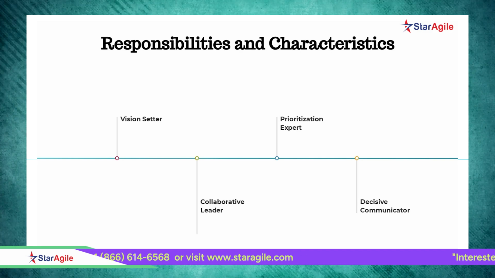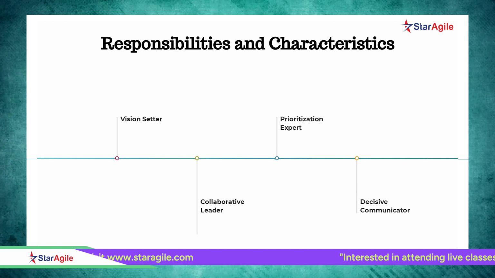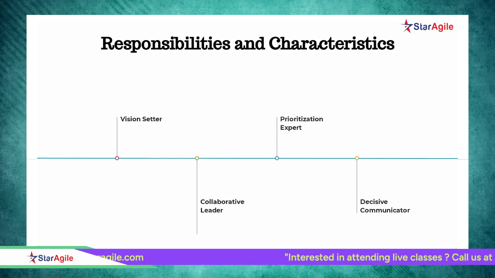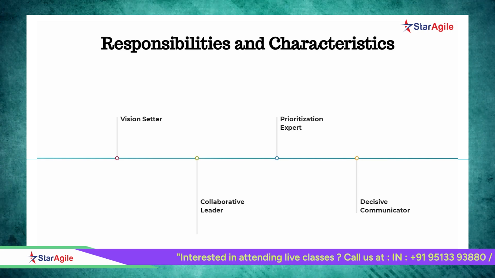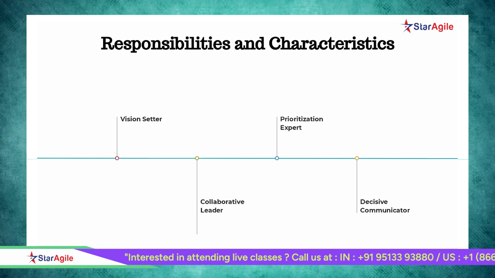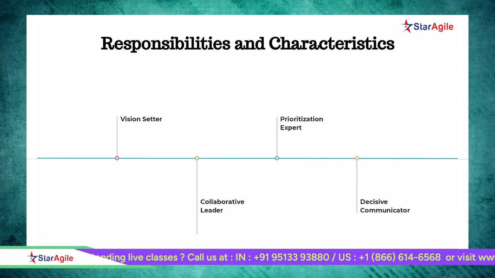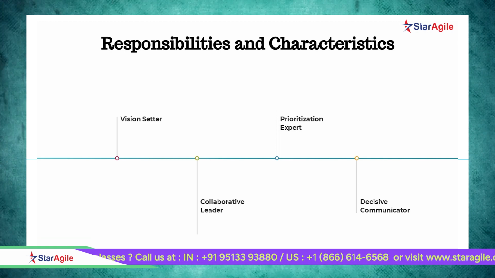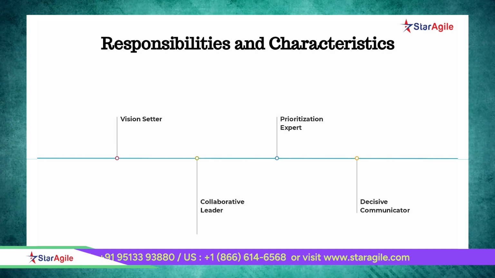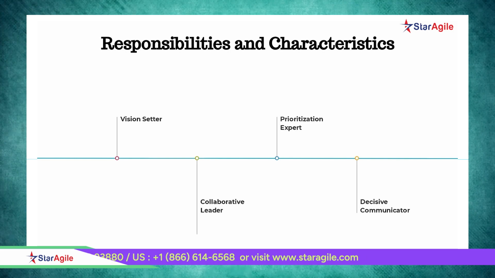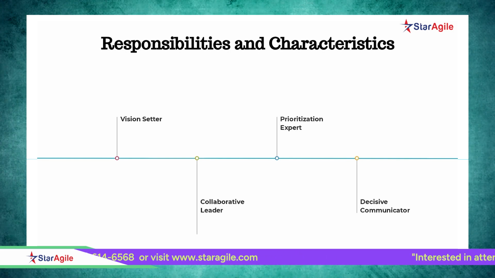As a decisive communicator, the product owner plays a vital role in effectively conveying information, making clear decisions, and driving the product development process forward. The product owner communicates product requirements, priorities, and decisions clearly and concisely to the development team, stakeholders, and other relevant parties. They ensure that everyone understands their expectations, roles, and responsibilities in the project.